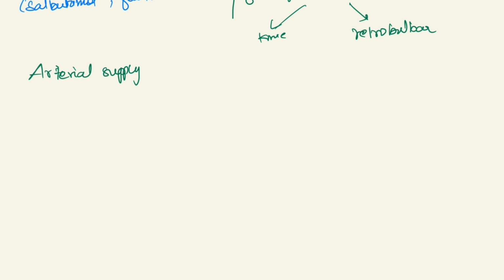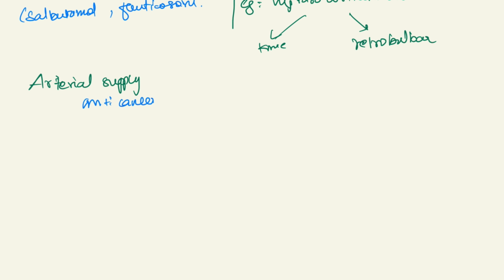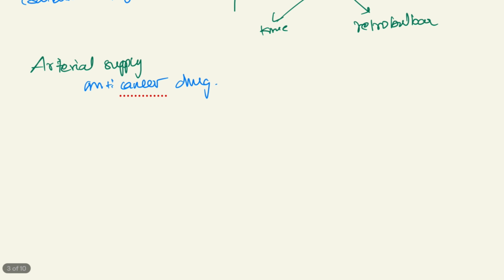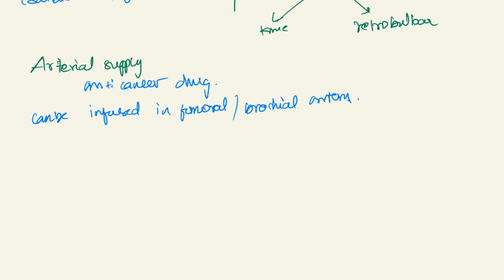All these points are given in KDT so that you won't miss any points. Arterial supply: not many points are given in the textbook. Just remember that for arterial supply, anti-cancer drugs are infused in the brachial and femoral arteries. These are the examples of arterial supply. Not much is given in your book, KDT. It's beyond our level, so no need to discuss much.